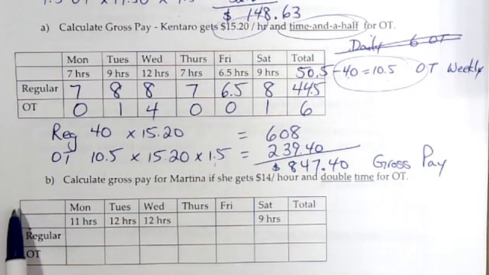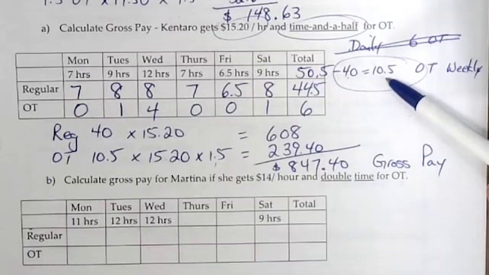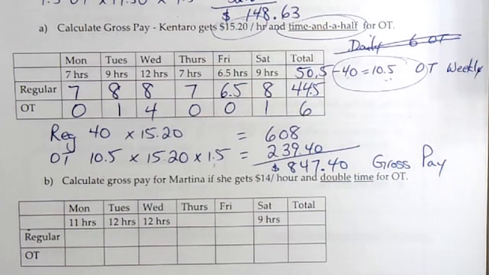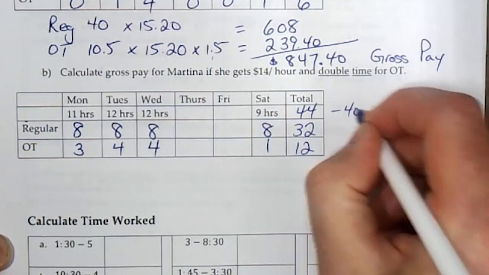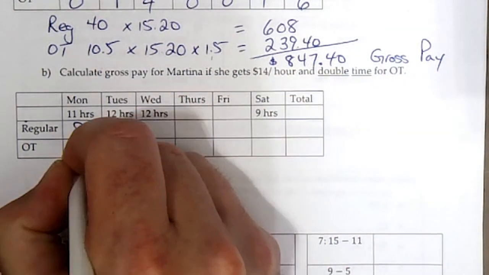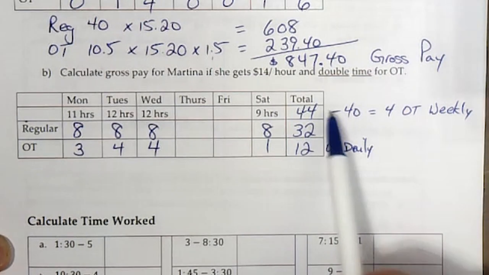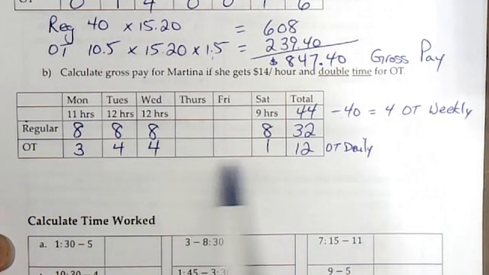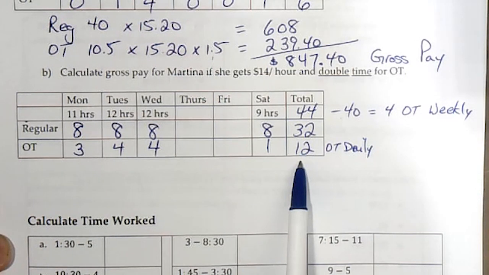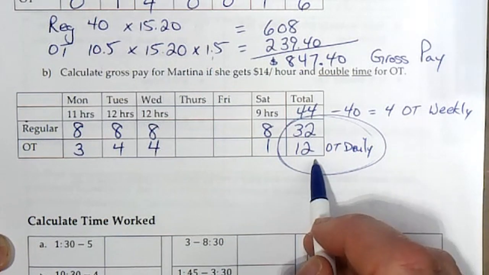So pause the video, try this one on your own. See if you can do the same thing. Add up all the hours, or split them and add them, and then check which one's bigger, OT weekly or daily. So this one, I did the math, I added them all up. Weekly, maximum 40, so 4 overtime hours. Daily, by day, I had 12 overtime hours. So I'm going to use those two numbers, regular, overtime.